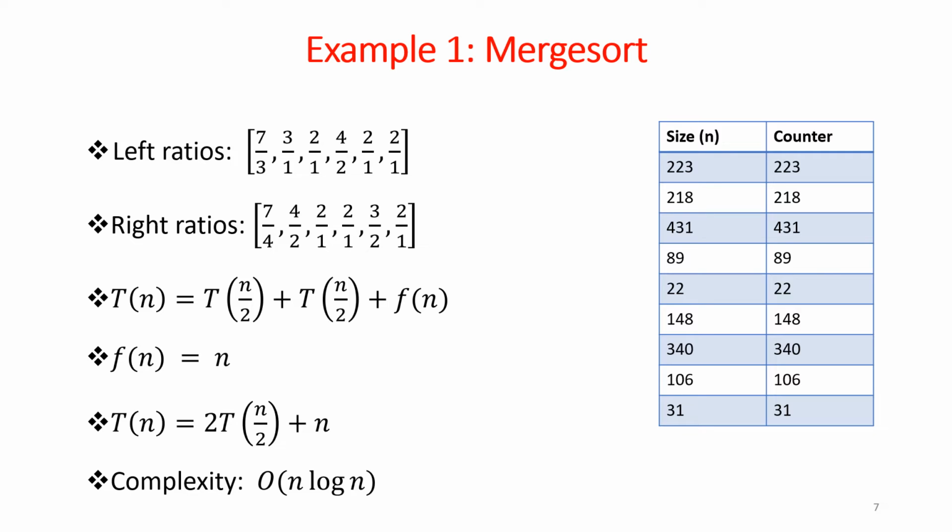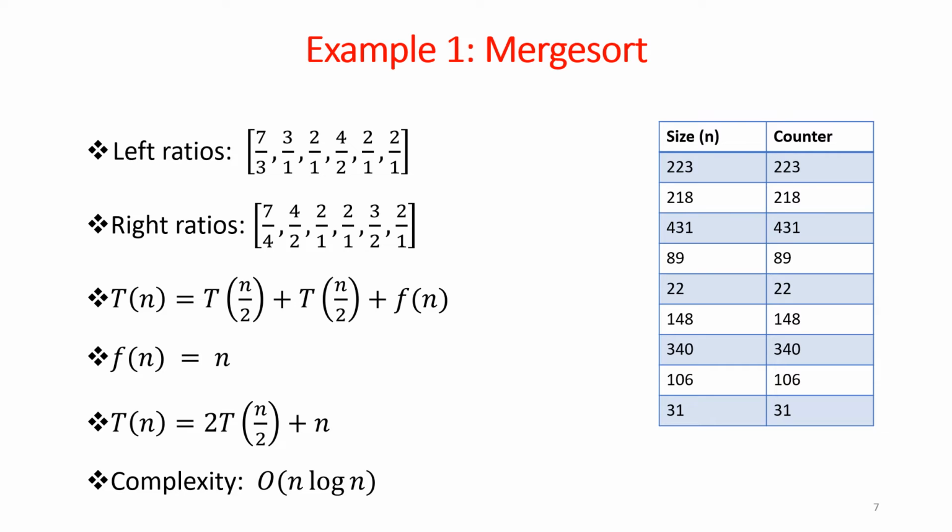Which makes the recurrence relation of mergesort become T(n) equals T(n/2) plus T(n/2) plus f(n). f(n) corresponds to the number of loop iterations per recursive call in mergesort. And we can calculate this f(n) relation by running mergesort on a bunch of inputs of different sizes.